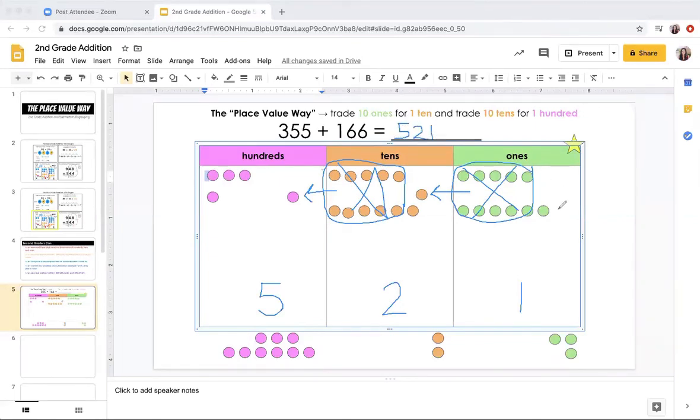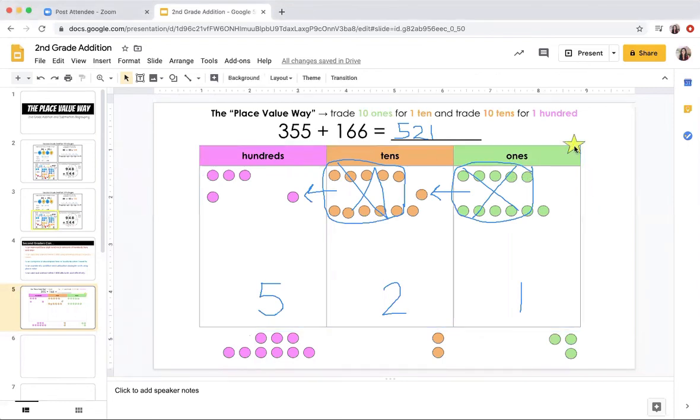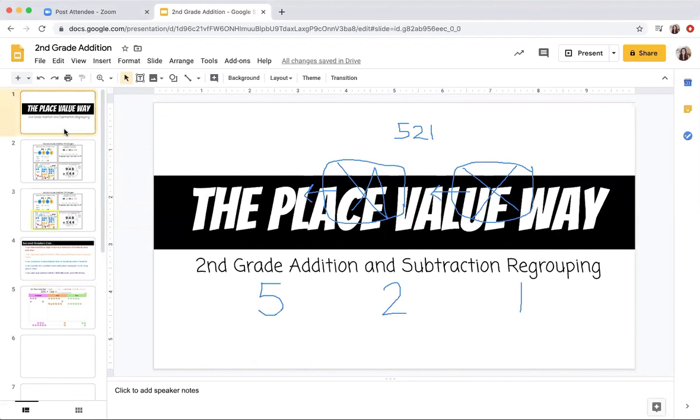521. And I believe I forgot to mention as we started here that we always start in the ones place. That is why we have this star here. We start in the ones place when we move to the standard algorithm, which is our end goal. So we start in the ones place here to make sure that we are understanding that process and that we need to work from right to left with our addition and subtraction. And that is the place value way for second grade addition and subtraction regrouping.